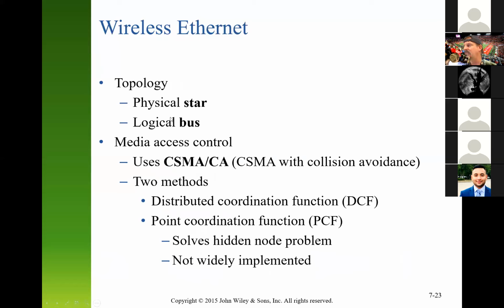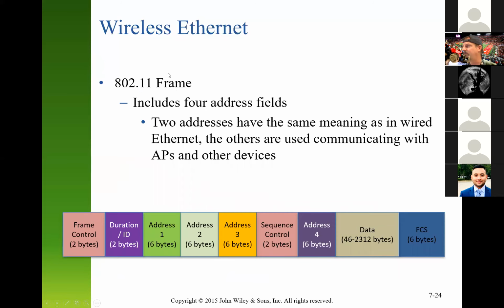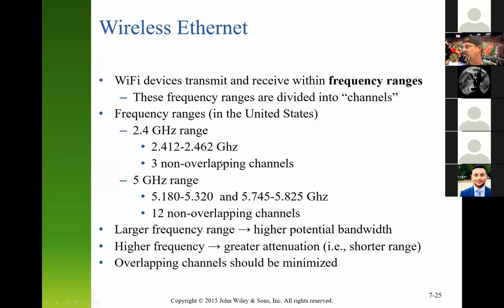A wireless topology is physically a star, it's still logically a bus, but it's physically a star. You can go look that up in the notes. I need to skip through a little bit faster. Wireless frames look just like Ethernet wired frames. Here's the two ranges. Again, we're not talking right at 2.4 or right at 5.0. It's a narrow range of channels.